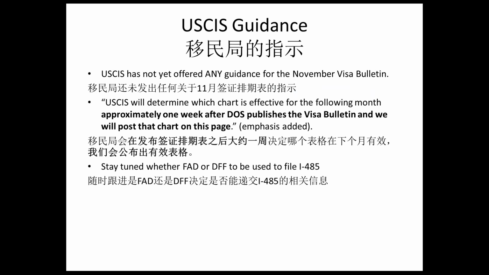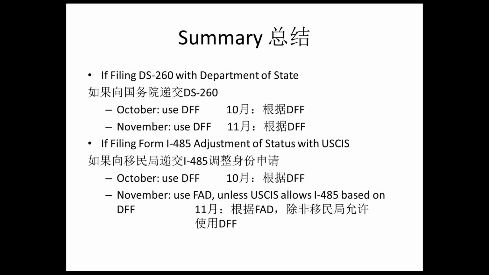So on about November 16 or 17, immigration will give us guidance on which number we can use to file an adjustment, the filing date or the final action date. 大概在下个月11月16号、17号的时候，政府会宣布说我们到底可以使用哪一个表格的数据，是 FAD 还是 DFF 来决定是否可以递交485申请。So I don't need to summarize this again. I think I've explained it very clearly, but the question is, for the 5th time, will immigration allow us to use the date for filing, DFF or FAD for November?